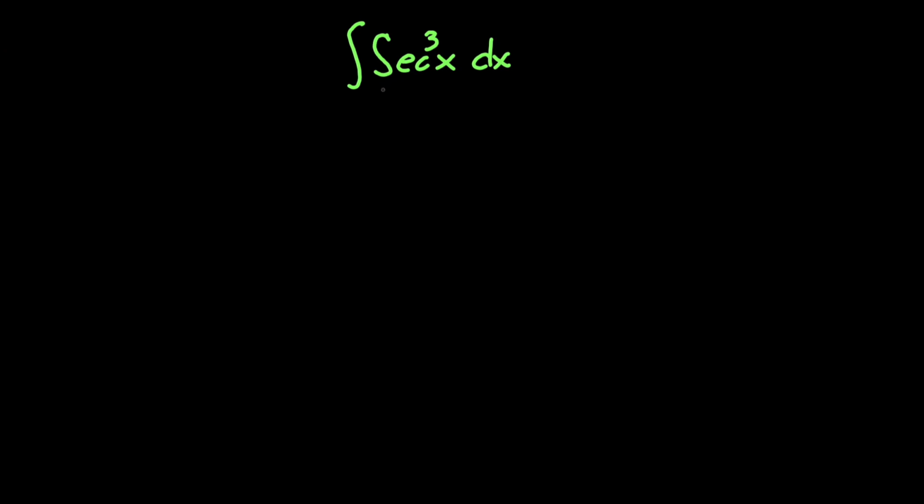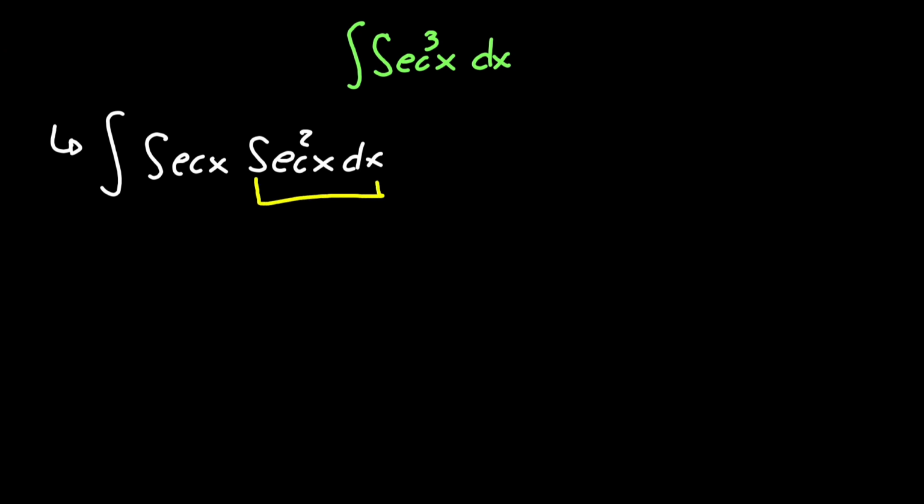Let us evaluate the integral of secant to the power of 3 of x. Whenever we are dealing with an integral of secant and our exponent is an odd number, we must first factor out secant squared of x. So this would be the integral of secant of x multiplied by the factored out secant squared of x, multiplied by dx. We can think of this part as the whole dx now.